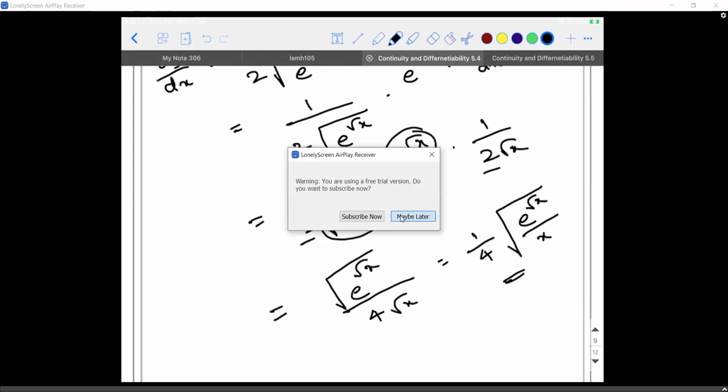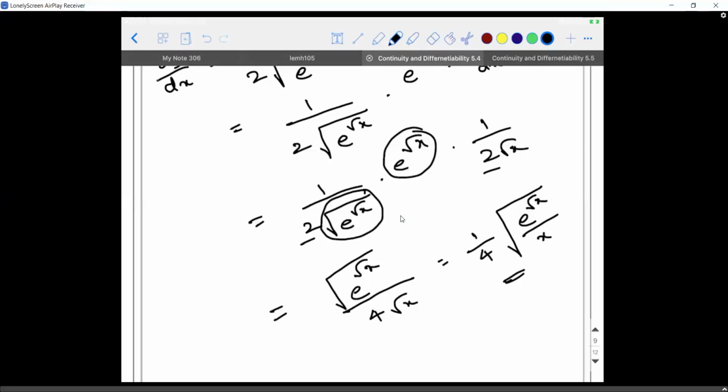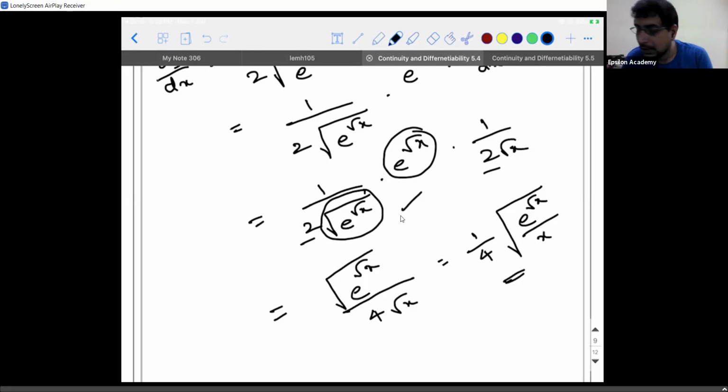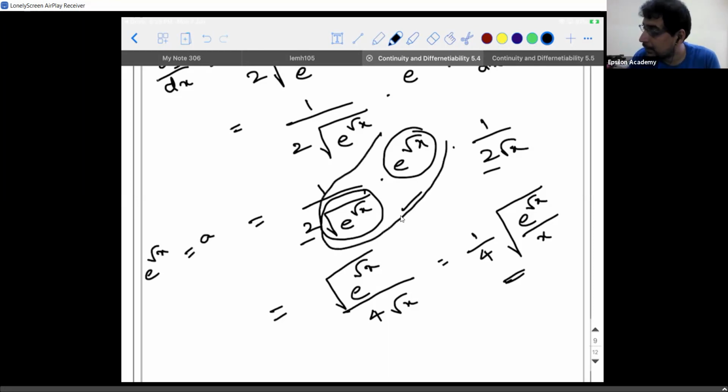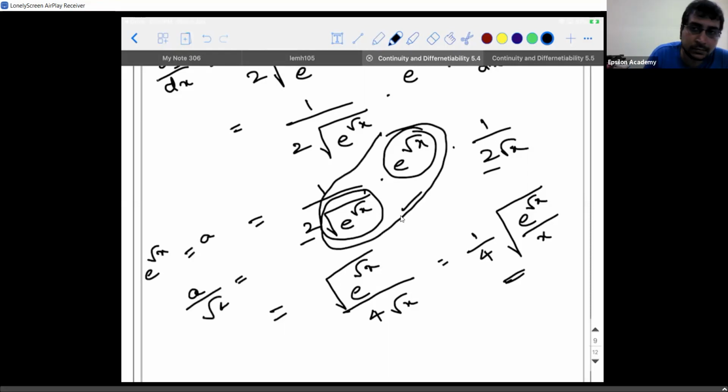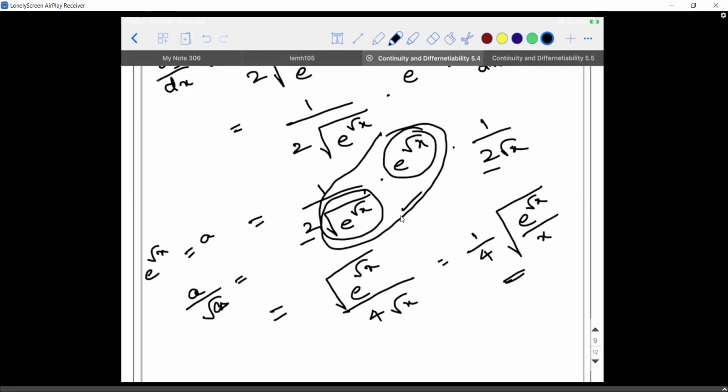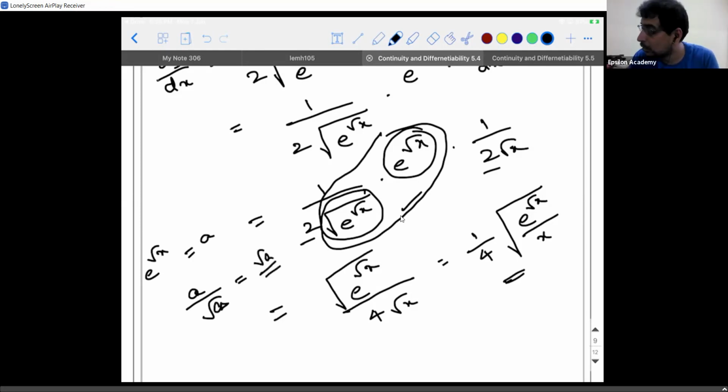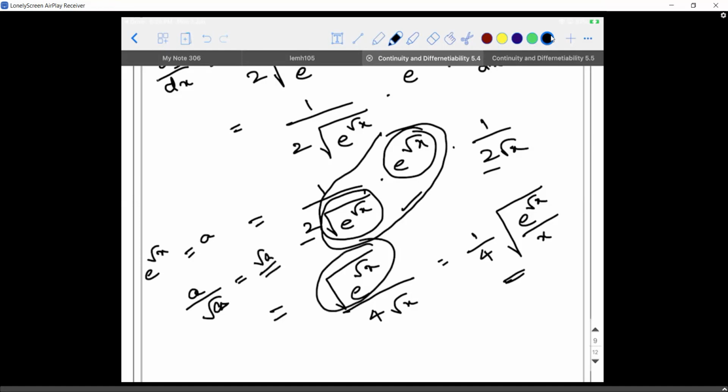Sir, can you repeat the step before the last step? This one? See, if I take e power root x as a, here I have a divided by root x. So what will you get? Root a divided by the x in the numerator. That's what I wrote as root of e power root x. Is it Ankit who asked me the question? Yes, sir. Now we are clear? Yes, sir.